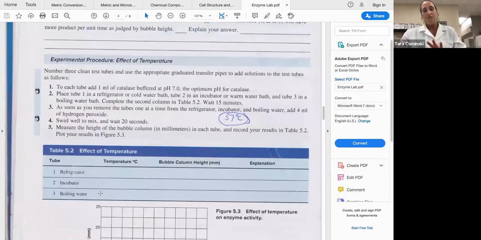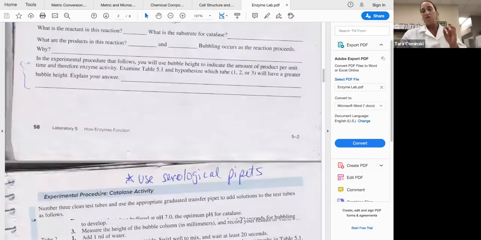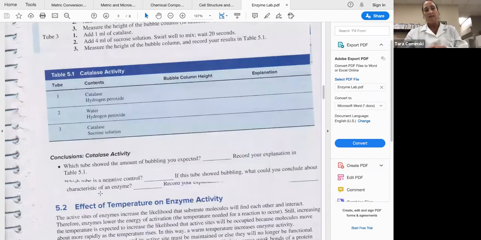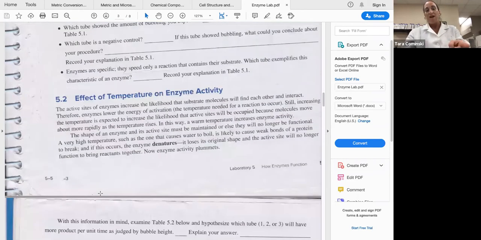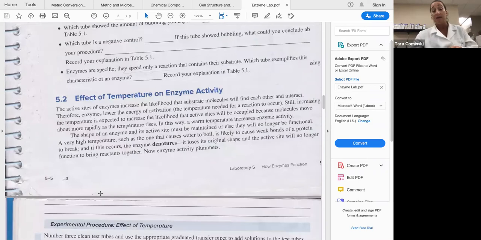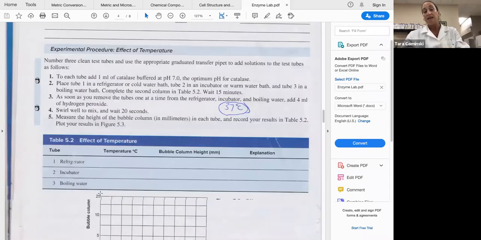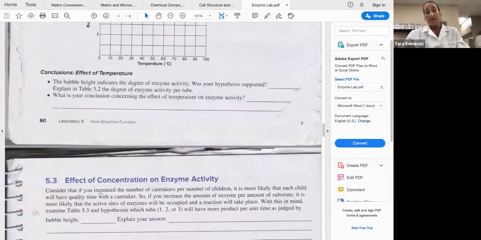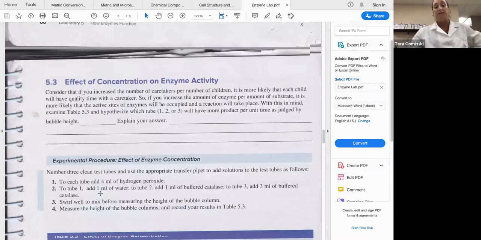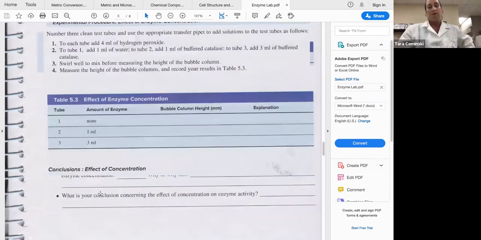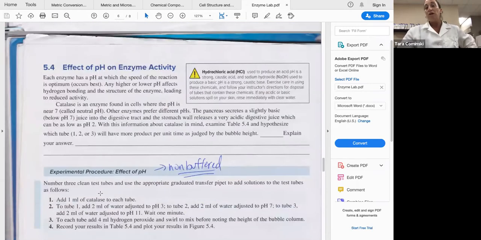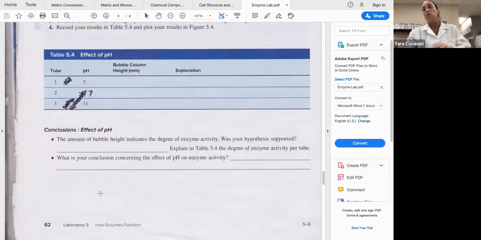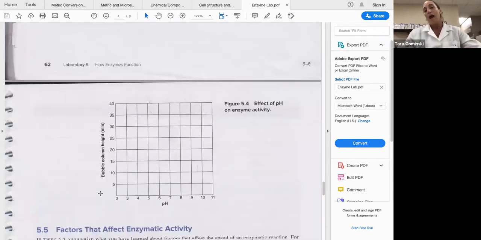So again, the experiments that we're going to be doing and the tables you're going to need to include in your mini lab report are experimental procedure catalase activity, table 5.1, the questions, 5.2, effect of temperature on enzyme activity, your data in that table. There's also a graph and a couple questions that go along with this. The next one is effect of concentration on enzyme activity, okay? Table, questions underneath. Then the last one, effect of pH. You're going to put your data in a table and then answer those questions, but you will also have a graph to make of that as well.